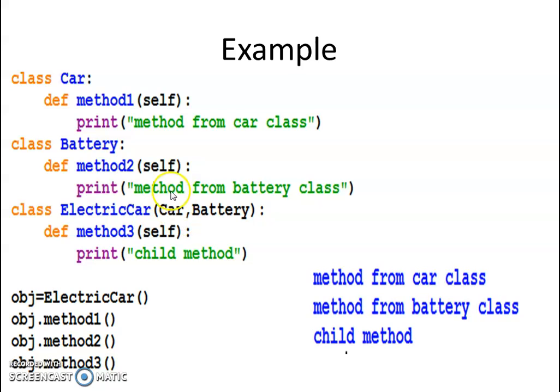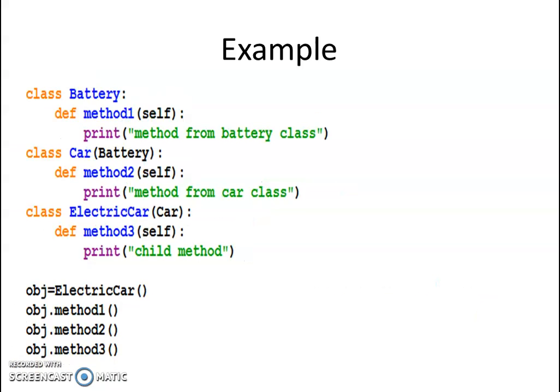So here we have used two parent classes, but we can have more than two parent classes and one child class. So in multiple inheritance, we can derive from two or more parent classes. So one child class can derive from two or more parent classes. In a similar fashion, you can achieve multiple inheritance with two or more parent classes, right?